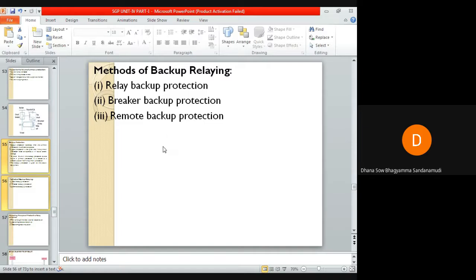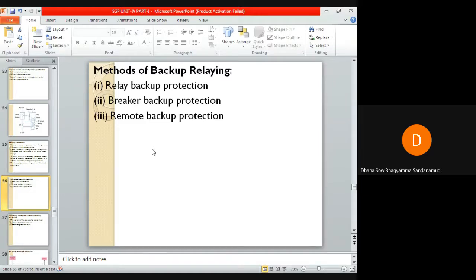Next is breaker backup protection. In this scheme, separate breakers are used. They are connected to the primary as well as the backup protection. Two different breakers will be there. One will be connected to the primary and another will be connected to the backup relay. Both breakers will be in the same zone.